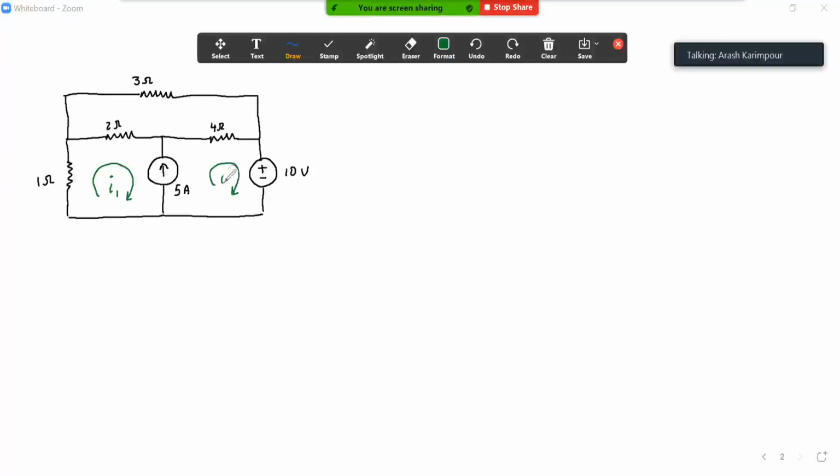In the second loop, assume it's I2, and in the top loop, assume it's I3. So assume I have these loops, and I want to write the mesh current equation for these loops. You can look at it and say, okay, which loop can I use.